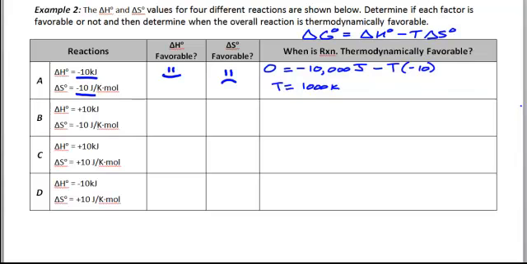So we want to minimize our delta S term, and so we're going to do this at lower temperatures. So this reaction will be spontaneous for any temperature less than 1,000. As it gets colder and colder, it'll become more and more spontaneous, more and more thermodynamically favorable. I'm going to take a moment and go ahead and fill out the rest of the chart. You can do it too, and then we'll compare answers at the end.